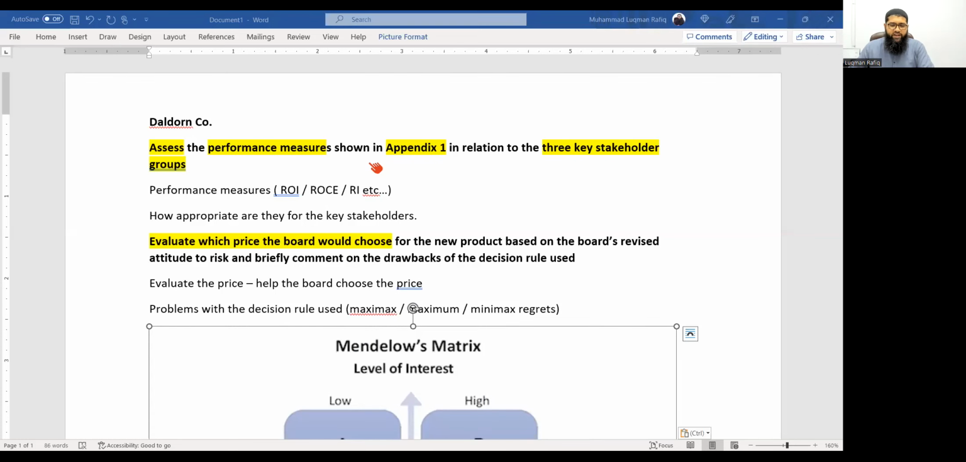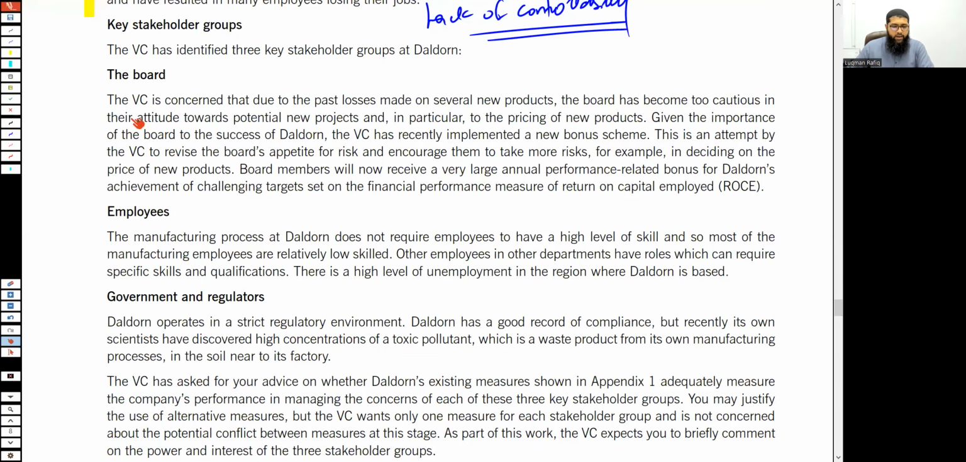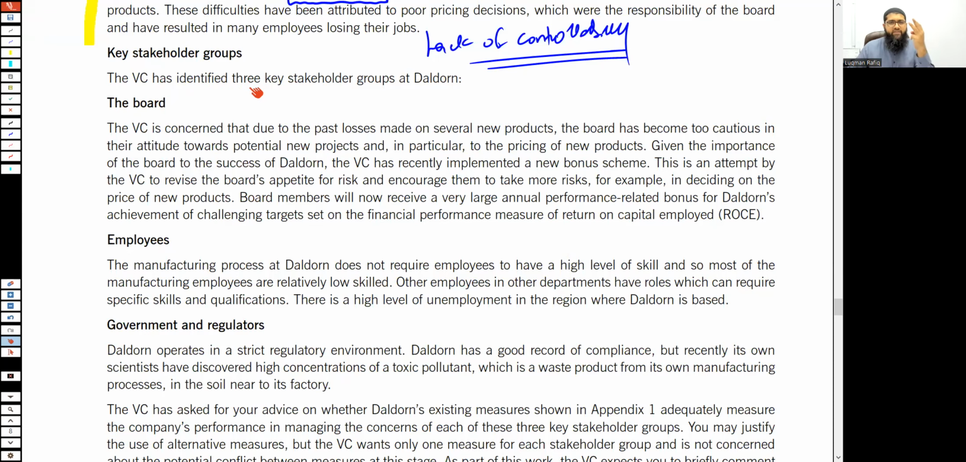Now, as we go through this question, let's try to see what exactly are the things that we would have to keep in mind. It says the VC has identified 3 key stakeholder groups at Deldon. The VC is concerned that due to past losses made on several new products, the board has become too cautious in the attitude towards new potential projects, and in particular to the pricing of the new products. Given the importance of the board to the success of Deldon, VC has recently implemented a new bonus scheme. This is an attempt by the VC to revise the board's appetite for risk and encourage them to take more risk.